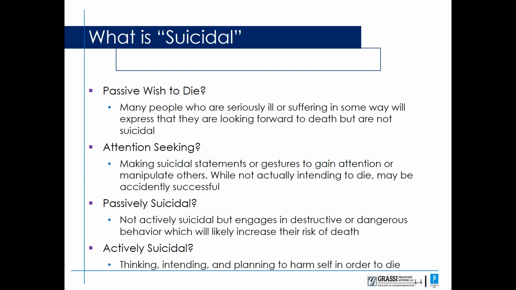Some people are what we think of as passively suicidal. It's the diabetic who is in imminent end-stage renal failure, mostly blind, has lost both feet, and is still eating every piece of cake, cookie, and candy he can get his hands on. People who are not in a nursing home who engage in very dangerous behavior, like someone who's going to tightrope walk across the Empire State Building in Manhattan. That's dangerous behavior. So they may be sort of passively suicidal. Active suicidal is thinking, intending, and planning to harm himself in order to die.